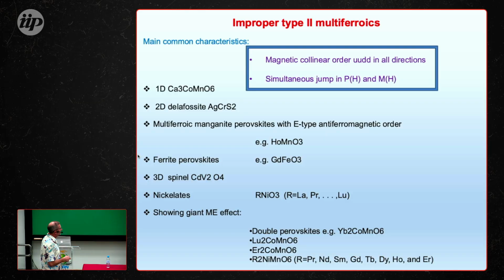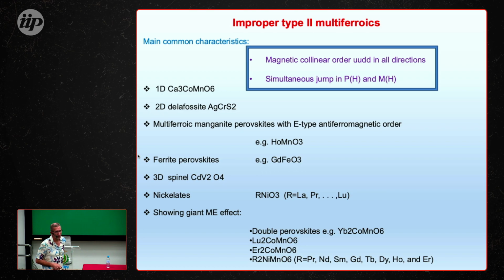And also there is a simultaneous jump of P polarization going down with the magnetic field, at the same time as the magnetization jumps up, okay, in a kind of metamagnetic transition. So I first observed these effects in these systems. I mean, I found it in the literature. It's not that I have done any.